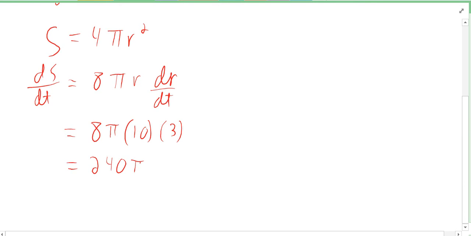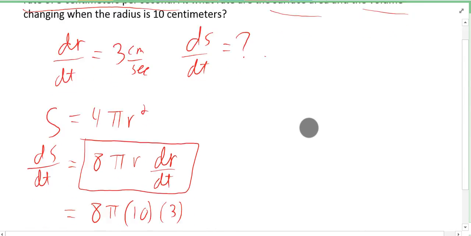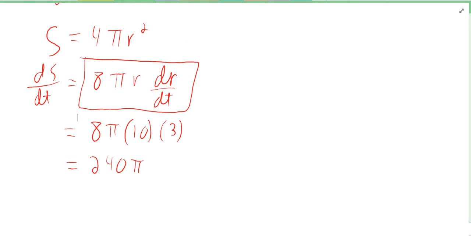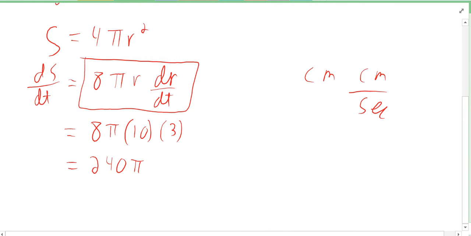240 pi. And look, let's talk about why it's centimeters squared too. We haven't talked about units too much, but if you look at the ds/dt formula, we have the radius, which is measured in centimeters, right? And we have the change in radius, which is measured in centimeters per second. So we have centimeters times centimeters per second, which is centimeters squared per second. Cool? That's why the units are what they are here.